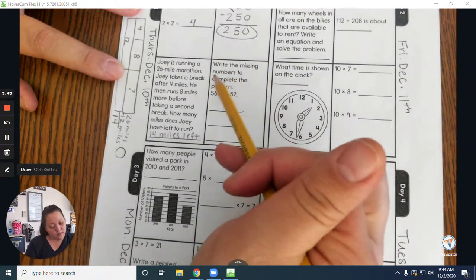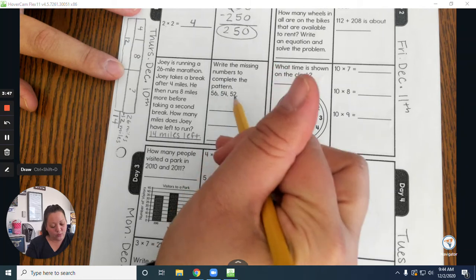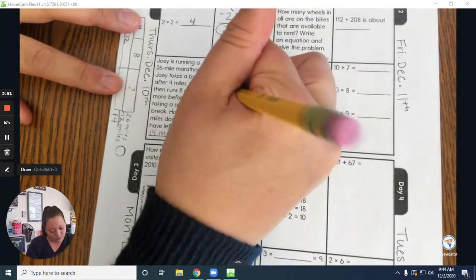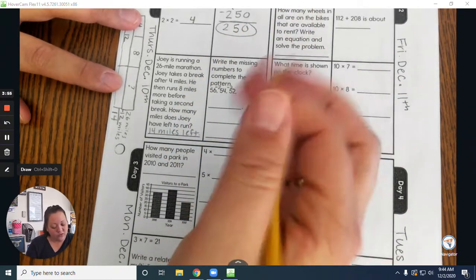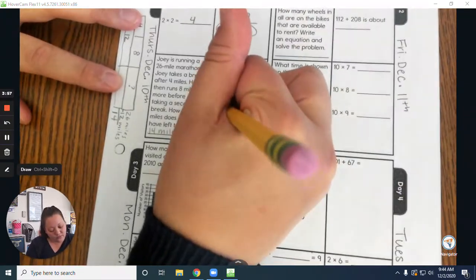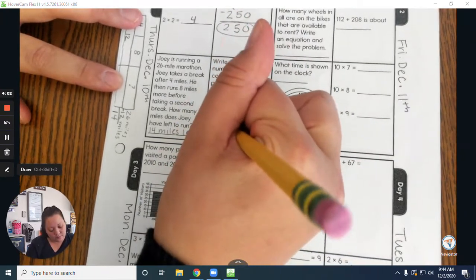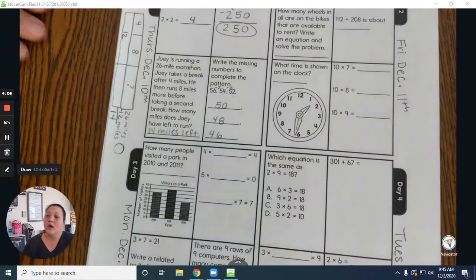Okay, let's look at the pattern. Well, 56, 54, 52. Just knowing how I count by twos, it looks like it's subtracting 2 every time. Okay, well, 52 minus 2 is 50. 50 minus 2 is 48. And 48 minus 2 is 46.